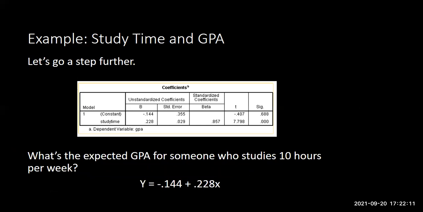And if I wanted to say, what's the expected GPA for someone who spends 10 hours per week? You could do that. And that might be useful for you as you're thinking about how to describe the results of your analyses. It would be 10 times 2.28 plus or minus 0.144, I think. Yes? Yes. All right, great.